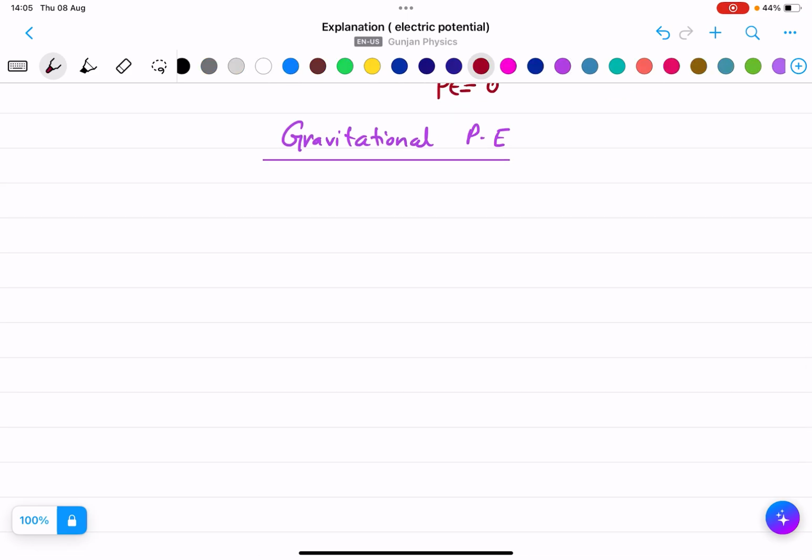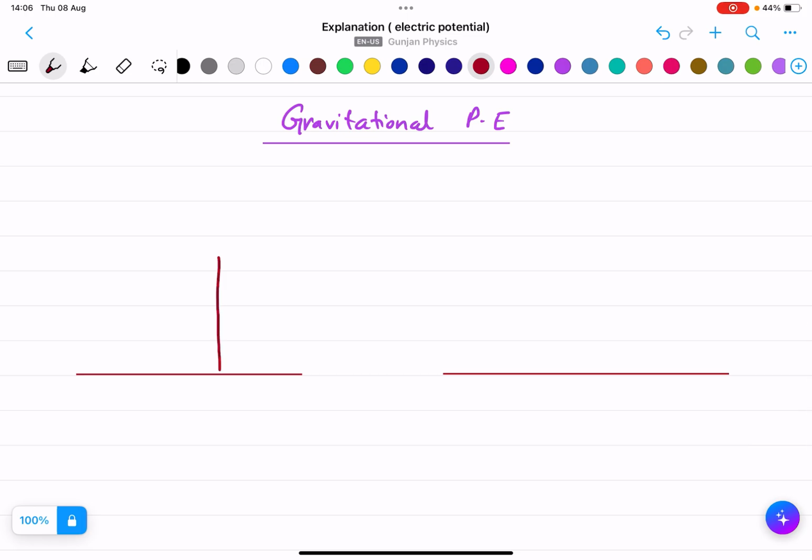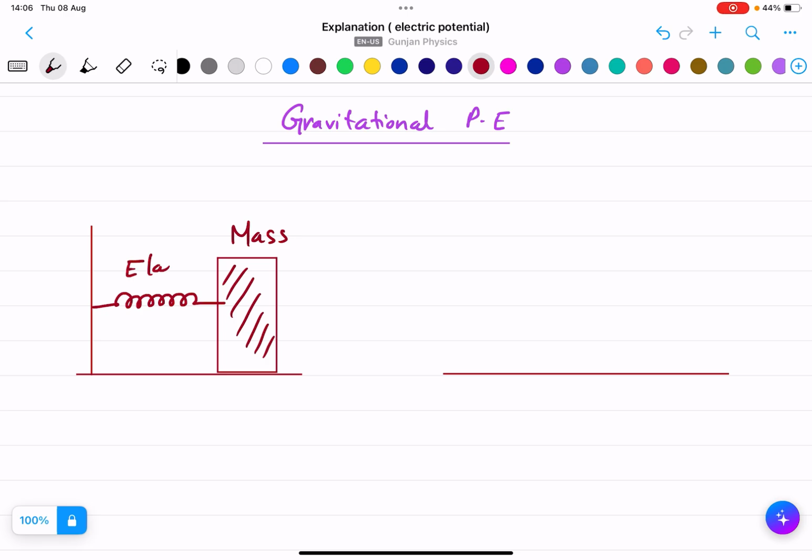Now the second thing. Suppose it is a ground again, and there is a block of mass m attached with an elastic like this. Now I need to pull this box from here till here.